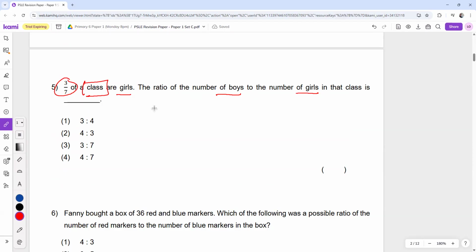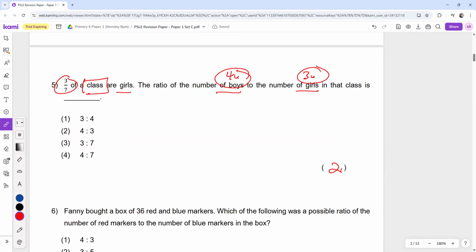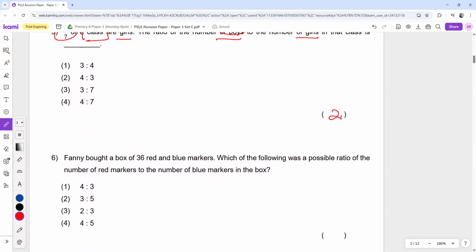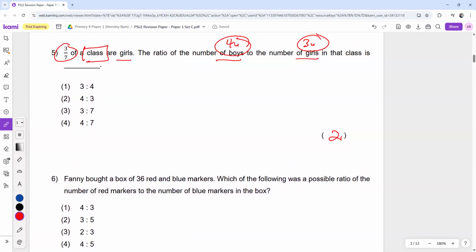So the girls have how many units? The girls got 3 units, right? And the total in the class is 7. 7 minus 3, then the boys must be 4 units. So what is the ratio of boys to girls? 4:3. So answer number 2. If you get the answer wrong, it's careless already because you didn't really read carefully.